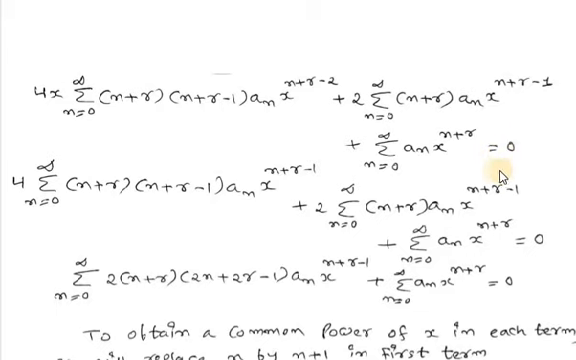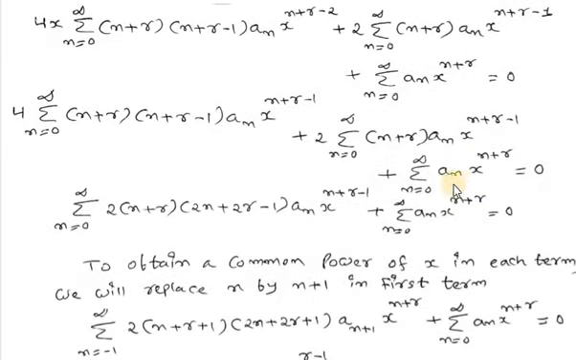Now we have to simplify this equation. Now see, this is x^1 and this is x^(n+r-2), so it will become x^(n+r-1). Then this term will be as it is, and plus this term will also be as it is. Now we will take x^(n+r-1), a_n and (n+r) common from these two terms.